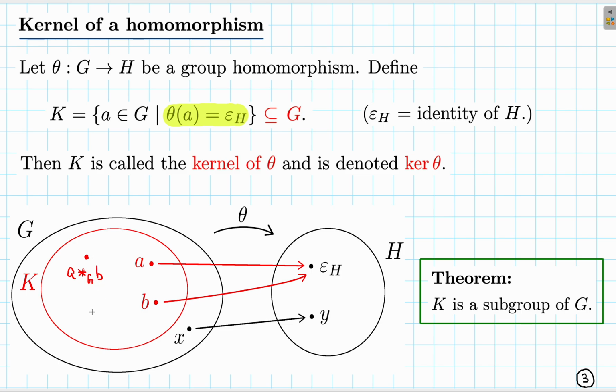We also need to show the identity element is in the kernel. So we don't want the identity element to be somewhere out here. We wanted it to be in here. And let's call that epsilon G. So that's what we need to show.